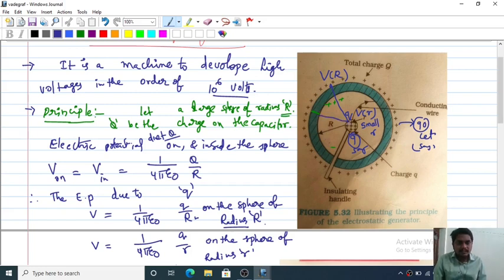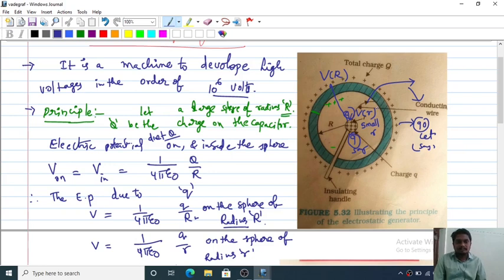When you connect these two spheres with a metal rod, using an insulating stand, as already represented in the figure, the small sphere and the big sphere are connected with the help of a conducting wire. When they are connected with the conducting wire, flow of charge takes place. I told you that here there are a large number of charges and here fewer charges. What do you think happens when you connect the two spheres?